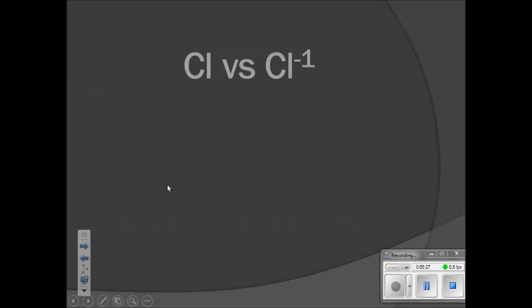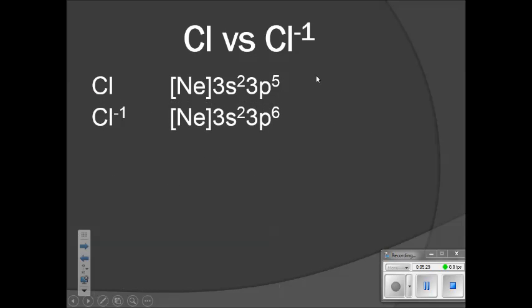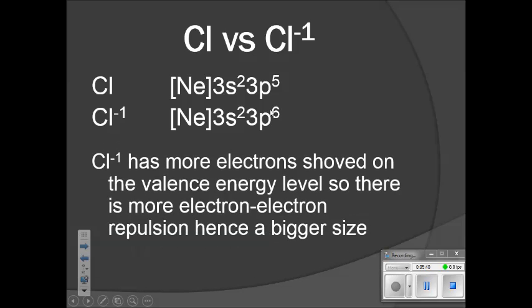You can see it through their electron configurations here. So chlorine had 7 electrons on the outermost energy level. Now if you gain one, you get a -1 charge. Now you have 8. More electrons, more repulsion. That's the reasoning behind the whole trend.